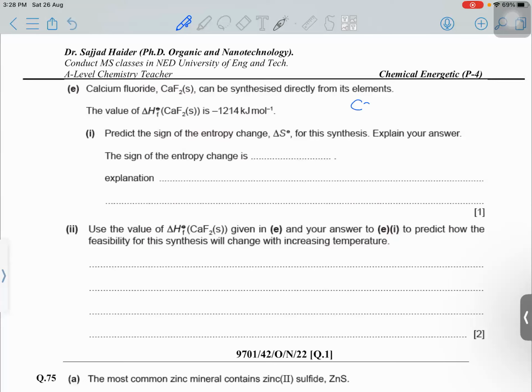So calcium gaseous plus 2 fluoride gaseous, calcium fluoride solid is formed. So how many gaseous particles are in the product side, in the reactant side?